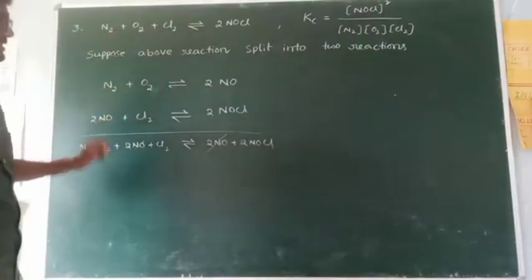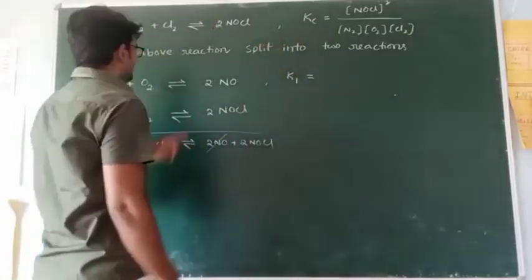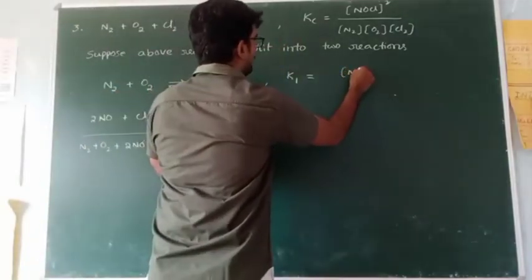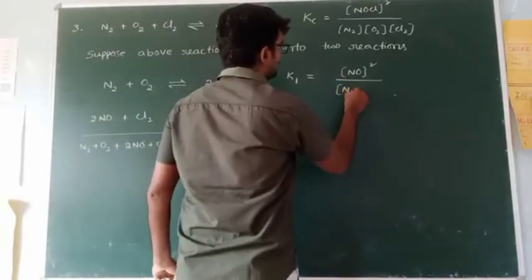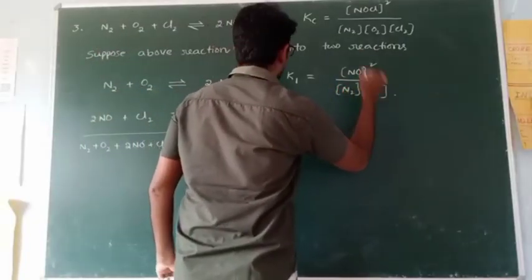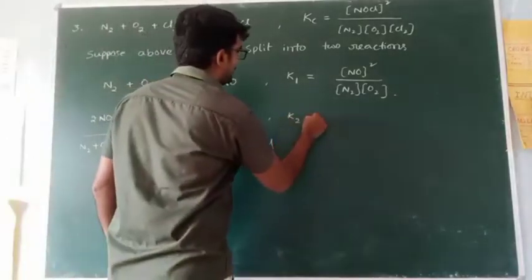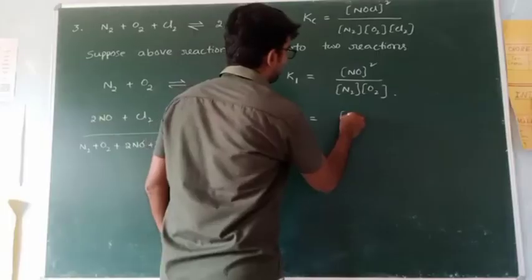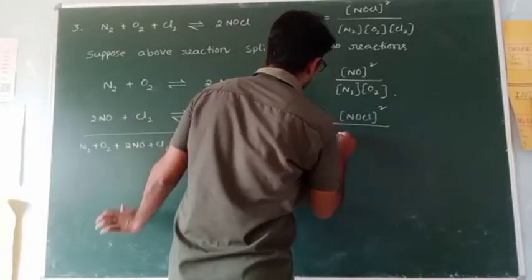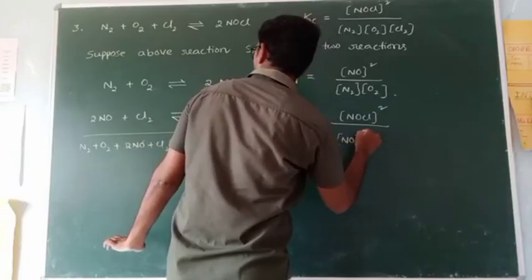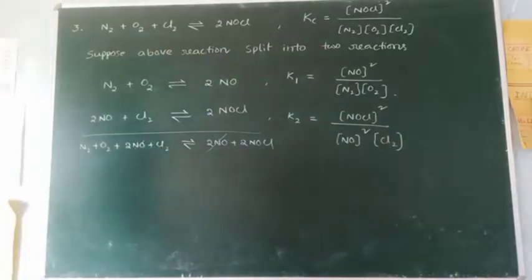Now write for these two reactions. For this reaction, the equilibrium constant is taken as K1, concentration of NO whole square by concentration of N2 into concentration of O2. Now for this equation, write the equilibrium constant K2, equal to concentration of NOCl whole square by concentration of NO square into concentration of Cl2. Okay, now check.